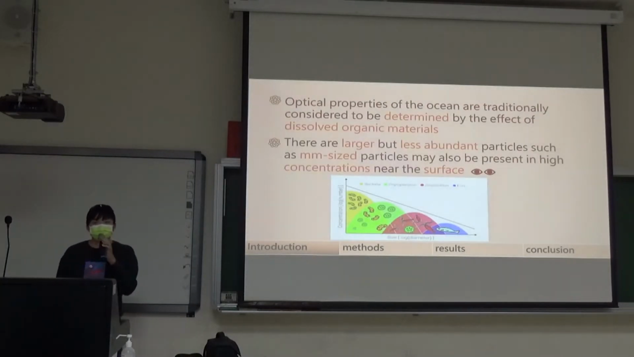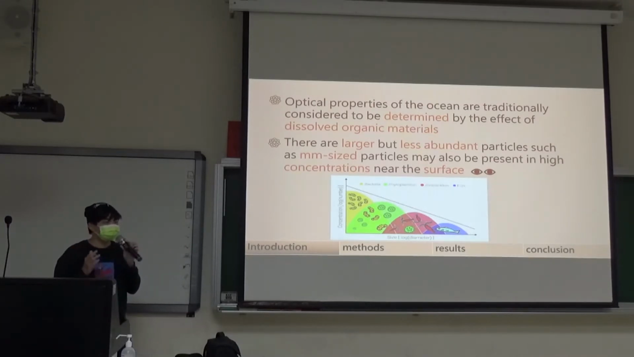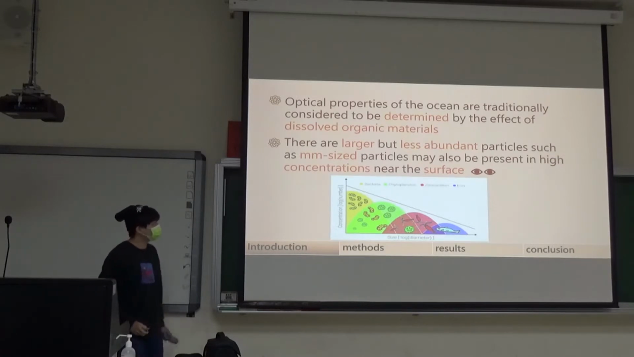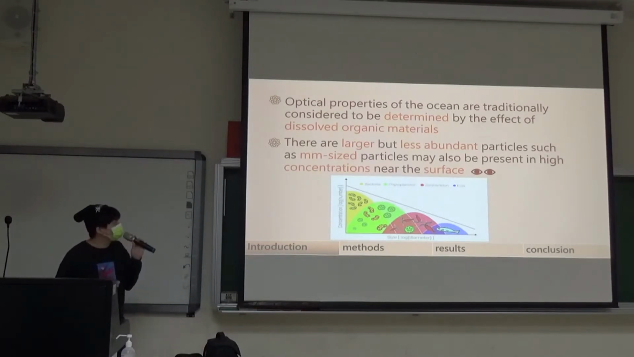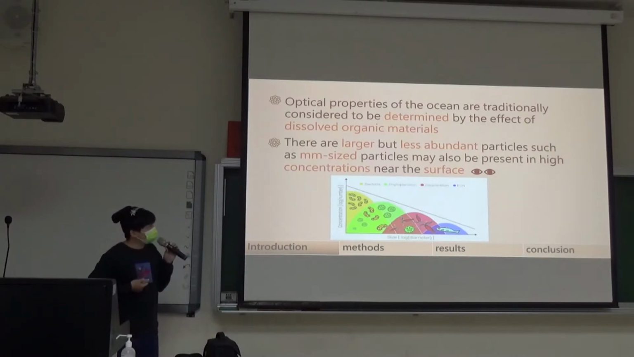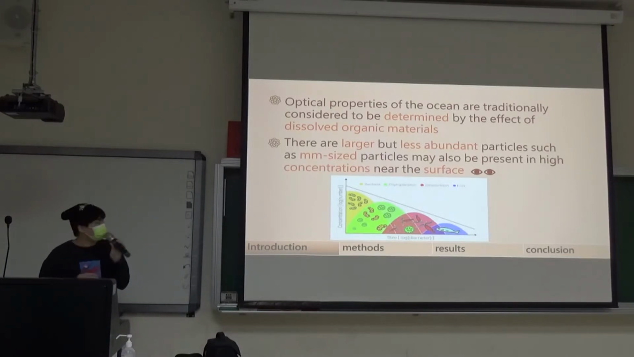Optical properties of the ocean are traditionally considered to be determined by dissolved organic material and small particles, which generally decide the color of the ocean. So how about the large particles? There are large, less abundant particles, such as millimeter-sized particles like fish eggs. They can also be present in high concentration near the surface. So in other words, large particles will also influence the color of the ocean.